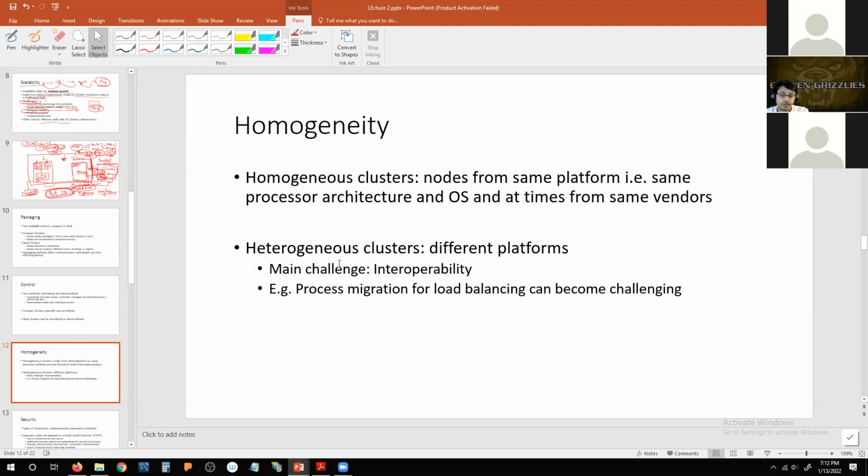On the contrary, you can have heterogeneous clusters, which are the exact opposite of homogeneous, where you have different platforms. The challenge in heterogeneous clusters is how you are going to perform interoperability. If there are different proprietary issues and different platforms, then an application designed to run on a specific platform cannot be migrated to another platform. That is going to cause some issues, and as a result, load balancing is going to take a direct hit because of interoperability challenges within heterogeneous clusters. That is something you have to be mindful of.